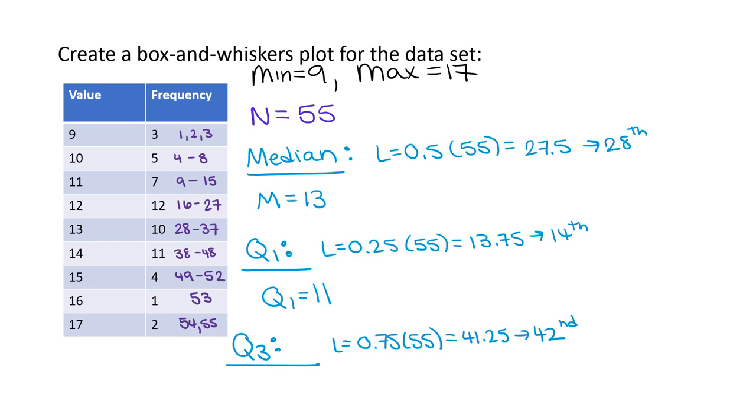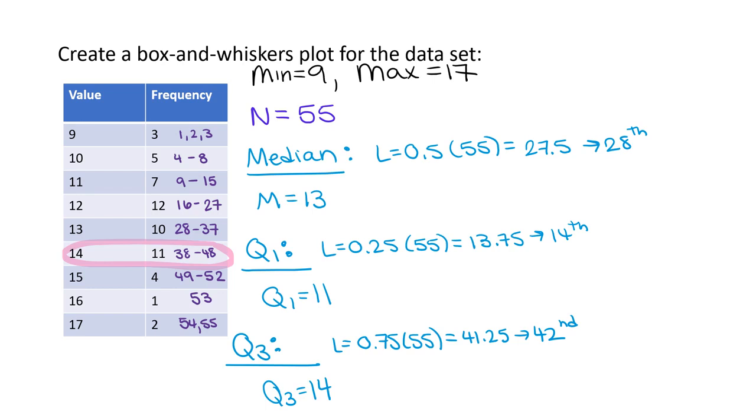Q1 is 11. And then finally for Q3, I do 0.75 times 55. We always round up. So I got 41.25. I round that up to 42. And there we go, the 42nd value is 14. So there's my Q3.